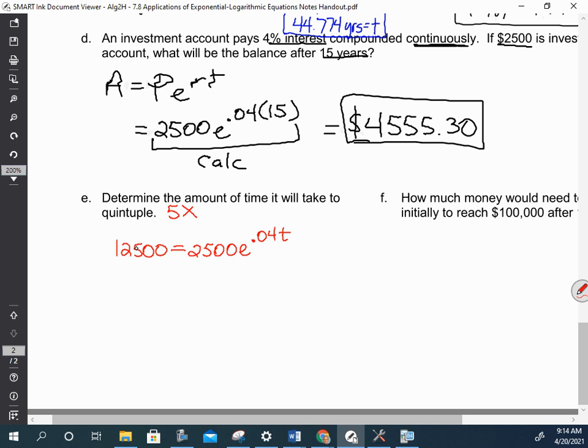So, let's make it work. This is the part that we need by itself. So 2,500's got to go. So 5 equals E to the 0.04 T. So now we're set up for a rewrite. There's your base. There's your exponent. There's your y. So natural log of 5 equals 0.04 t.